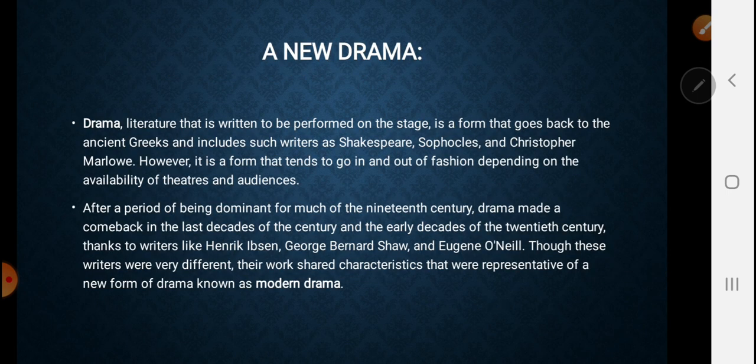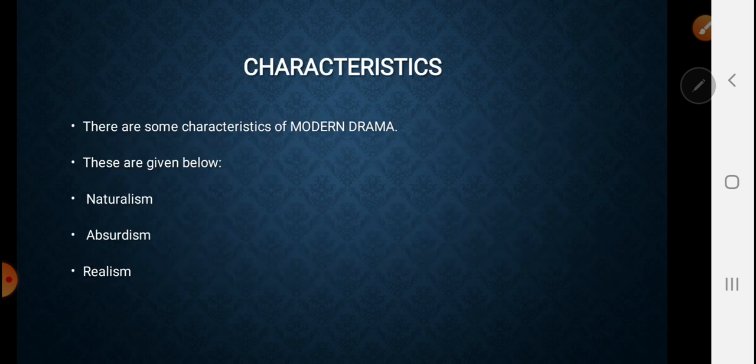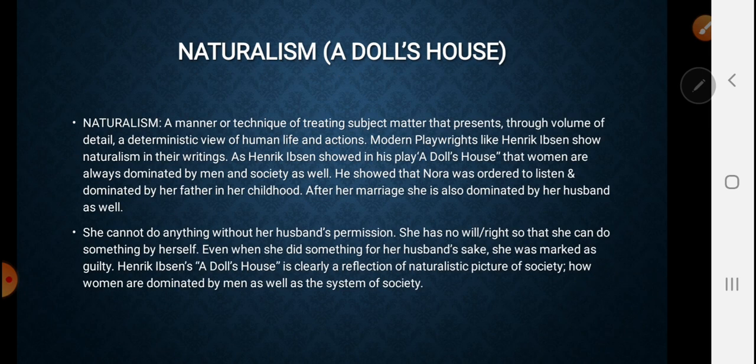Drama. In literature, the performance that is done on the stage before the audience is known as drama. In the 20th century, the stage was dominated by the performances of Henrik Ibsen's plays. The characteristics of the modern drama are naturalism, absurdism, and realism.